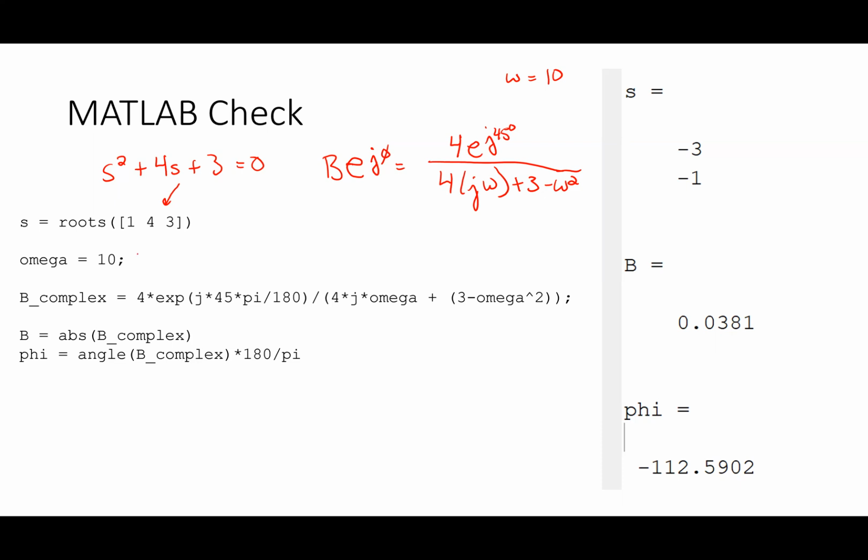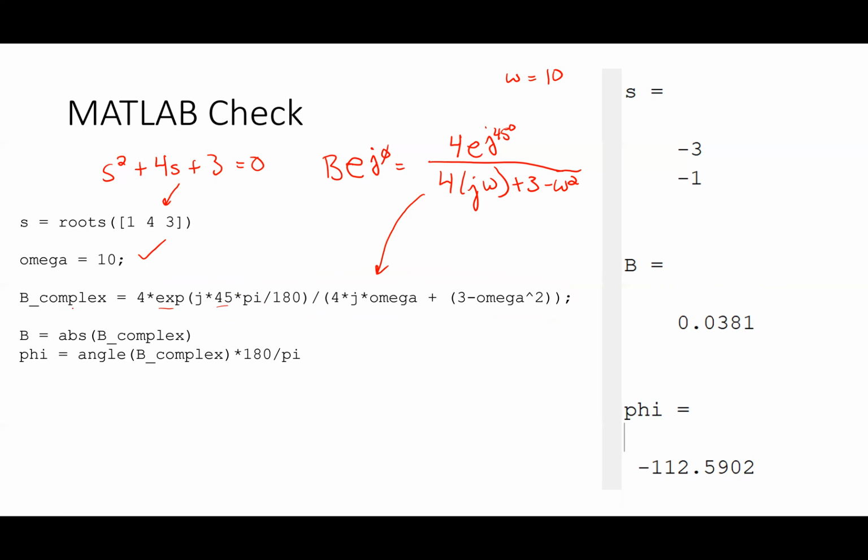Now, notice what I did. I wrote omega equal to 10 as a variable, and then I put this equation in right here as an expression in terms of those. Now, notice a couple of things. 4 e to the j 45 degrees: MATLAB assumes the exponential function is in radians, so I had to convert the 45 degrees into radians. That's why I multiplied by pi over 180.